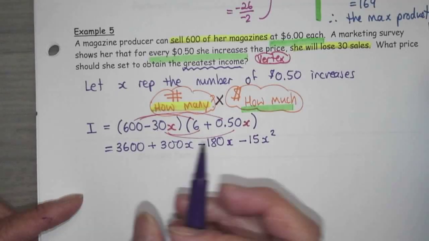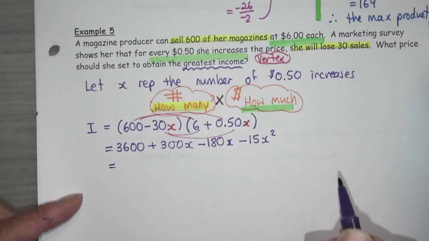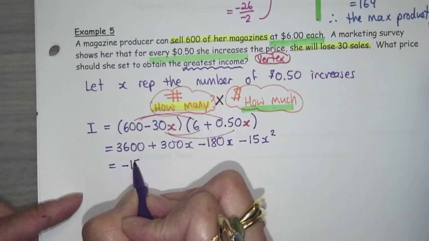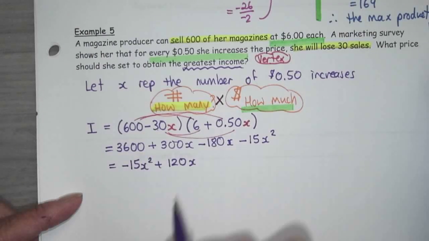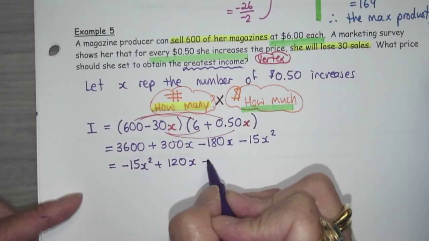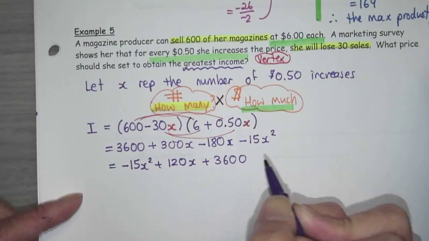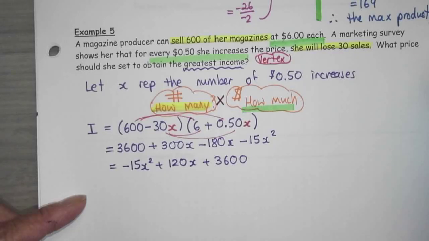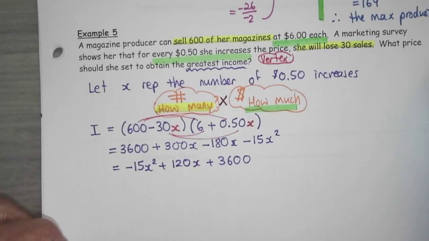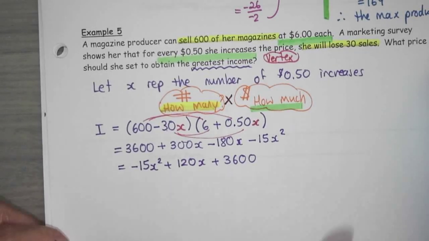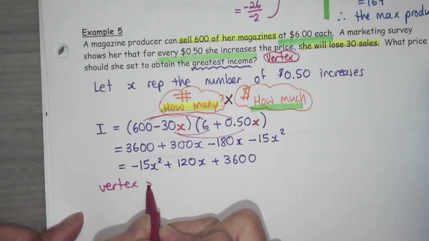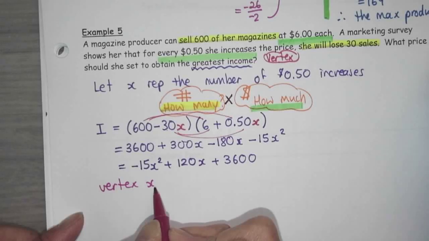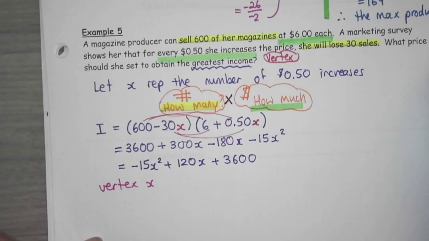Okay, then we go fix it up. I need the order fixed. I always like to clean things up. So minus 15x squared plus 120x, and then plus 3600. And then I would like to find my vertex x. I state vertex x because otherwise there's too many x's flying around. I don't know which one I'm talking about. So I go vertex x. Some people go x with the little subscript v. And that's fine, just telling you which x you're finding.